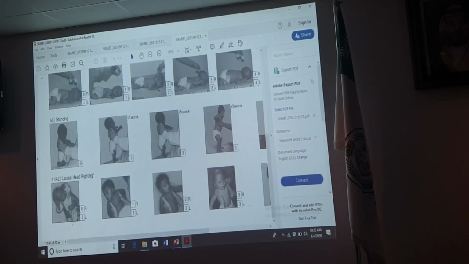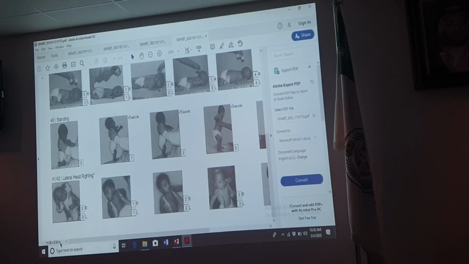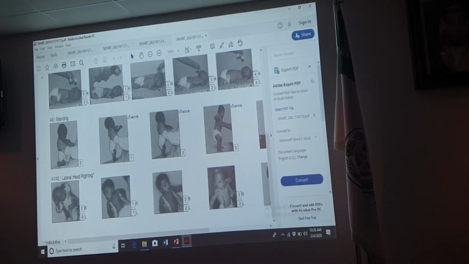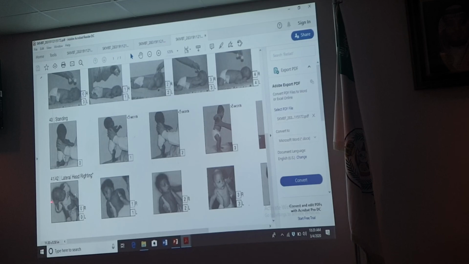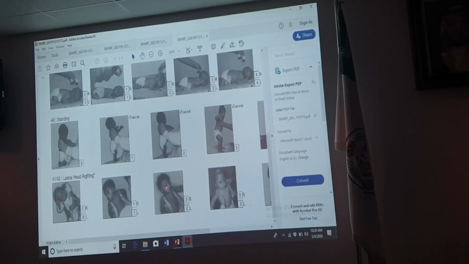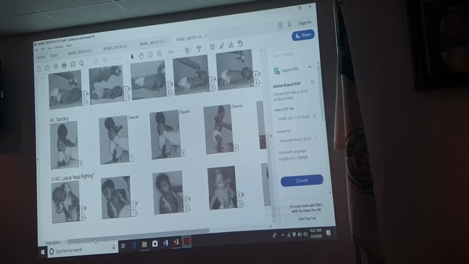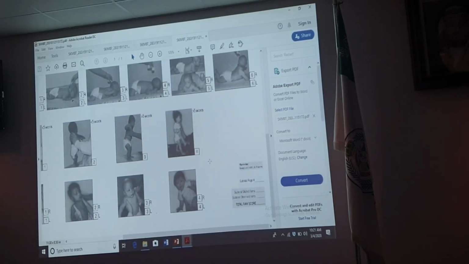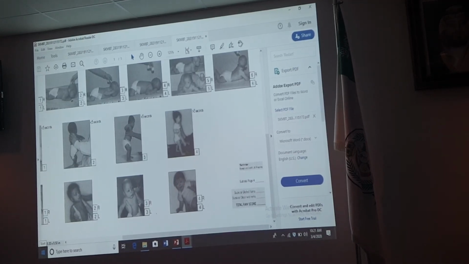This is the last one. Okay, 42. Lateral righting. You hold the baby from the trunk and bend the baby to one side. What you see is that face turning. Then child is trying to correct the face. Child is further correcting the face, with more flexion. And then child is laterally flexing the neck. And then you grade.